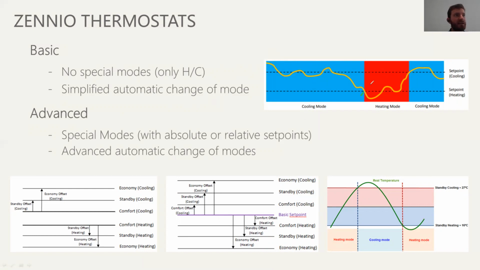And when it gets to this point, below the set point for heating, sorry, it's the set point for heating. So there will be two different set points, one for heating and one for cooling, when you have a system with automatic change of mode. And when it gets below the set point for heating, it will go into heating mode and start heating the room. And then again, when it goes over the set point for cooling, it will go automatically into cooling mode.